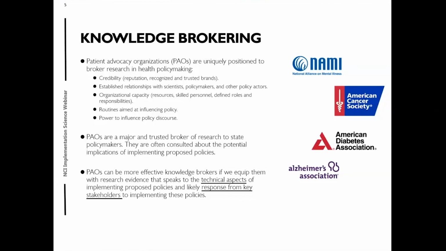of ambiguity around implementation. And then we ask ourselves the question, so who is positioned, who's already in this conversation, who's already positioned to represent this issue or remove ambiguity around implementation. And we decided, based on what we saw, that patient advocacy organizations such as NAMI, American Cancer Society, American Diabetes Association, and other organizations are actually well positioned within this ecology to broker research into policymakers.